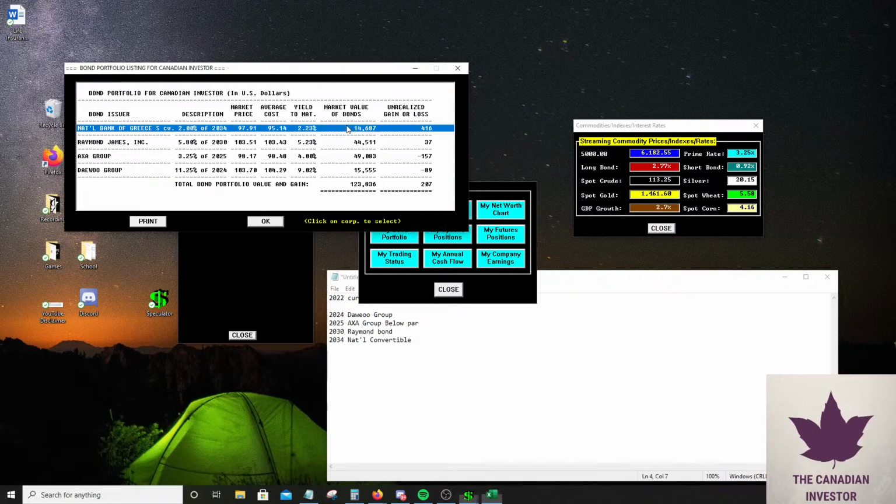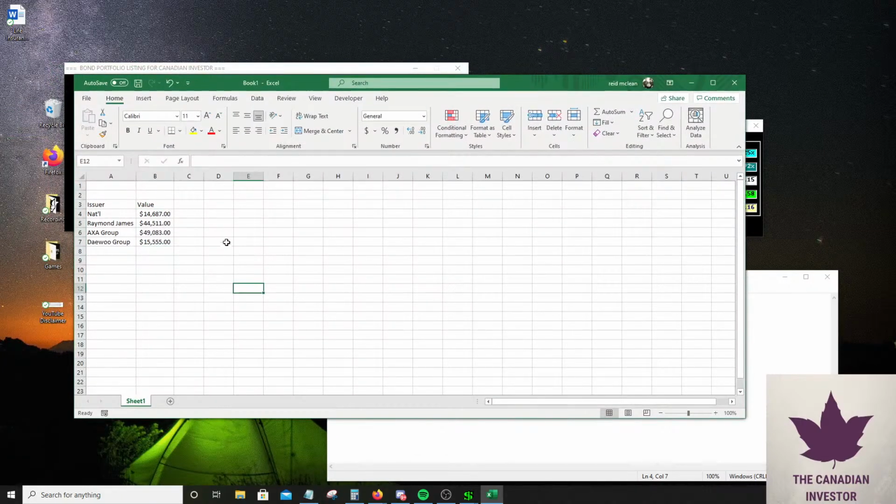So the value of the bond for Natel is 14,687. And the Raymond James is worth 44,511. 49,803. And then Dawu is 15,555. Let me do some dollar signs. Here's what our thing looks like.